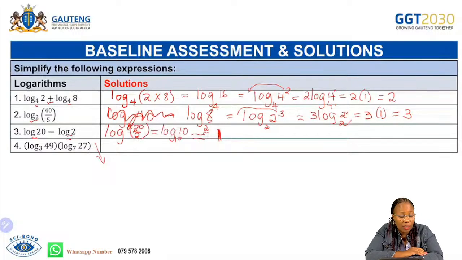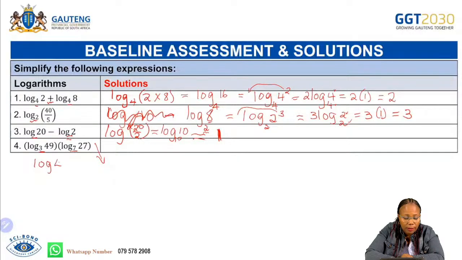Finally, we are looking at that one now. With this one, we have a challenge because the bases are not the same. So we need to apply the change of base. Change of base is the rule that says the log of 49 over the log of 3. The first bracket, second bracket will be the log of 27 over the log of 7.